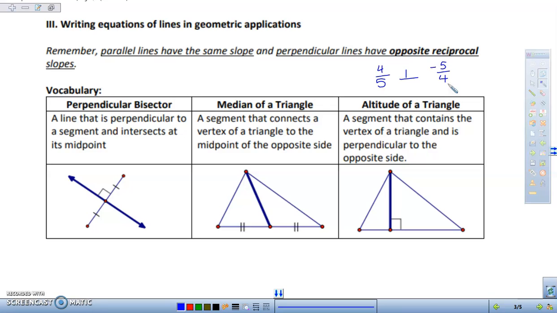There are 3 types of lines, and there could be more, but for now, there are 3 types of lines I'm going to ask you to write the equation of. One is a perpendicular bisector. A perpendicular bisector is a line that is perpendicular to a segment and intersects at its midpoint. So if you think back to what we need to write the equation of a line, you need a point, so it's going to be the midpoint, and you need a slope. And because it's perpendicular, the slope is going to be the opposite reciprocal of the given line.